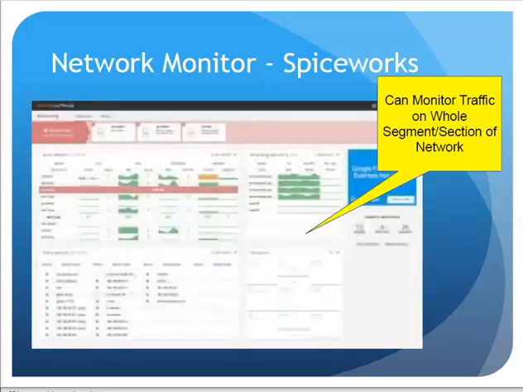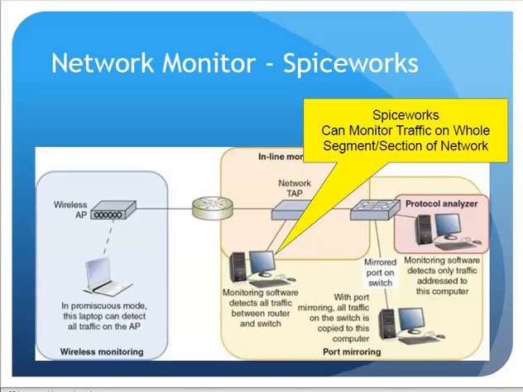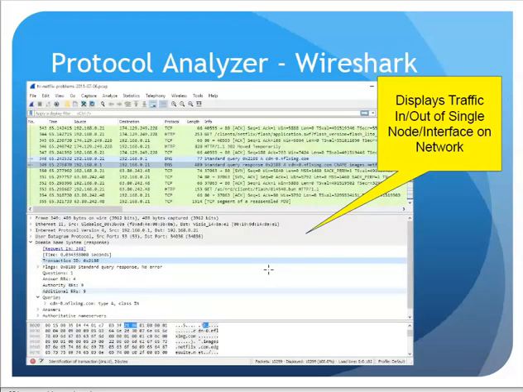So your network monitor, something like Spiceworks, can monitor traffic on a whole segment, because you're going to have it usually kind of in line. You'll have some sort of device in line that's copying the traffic over, so it would be able to monitor all the traffic moving in and out of a whole section of a network. Maybe traffic moving in and out of the Harrisburg campus, or maybe traffic moving in and out of a specific building that you're monitoring. Meanwhile, your protocol analyzer is going to display traffic in and out of a single interface.